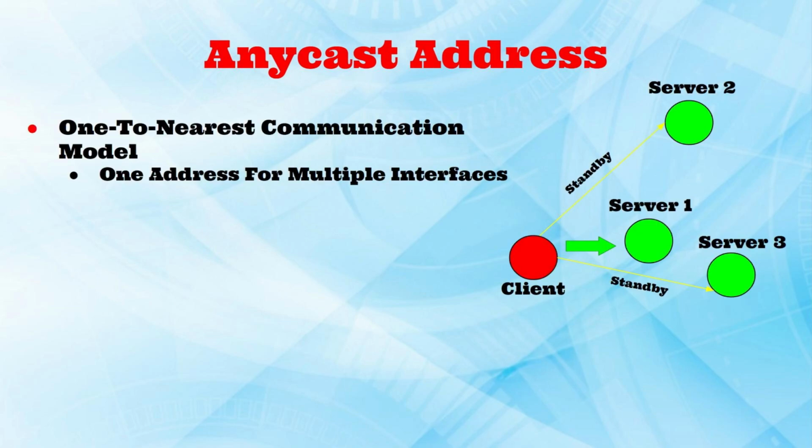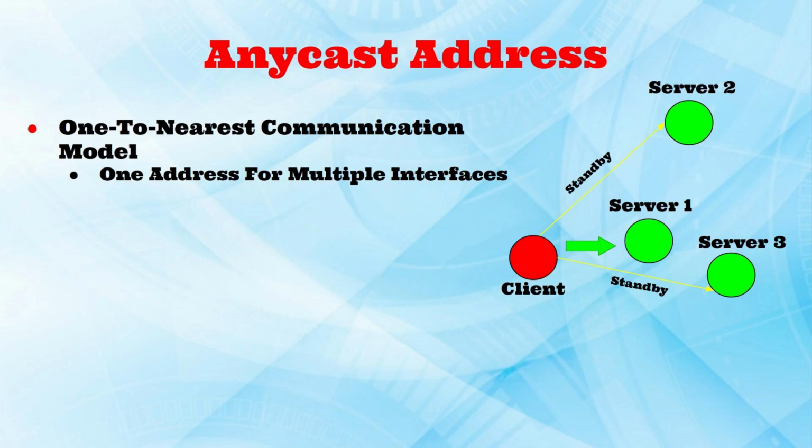The next address type in IPv6 is an Anycast address. Anycast refers to a one-to-nearest communication model where one address is assigned for multiple interfaces on different endpoints. This means multiple destinations can be logically identified by one address, allowing a packet with an Anycast address to always be sent to the closest destination.